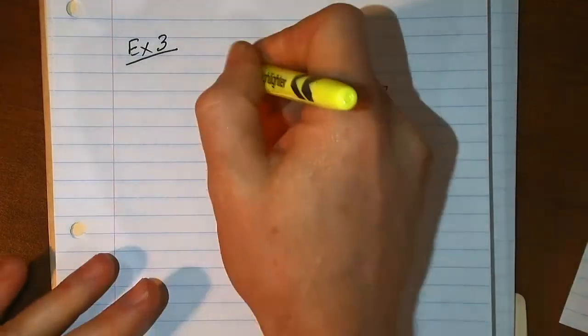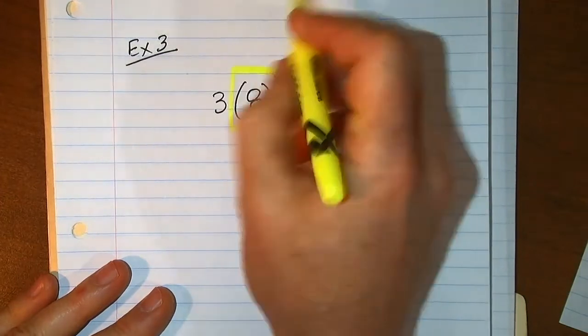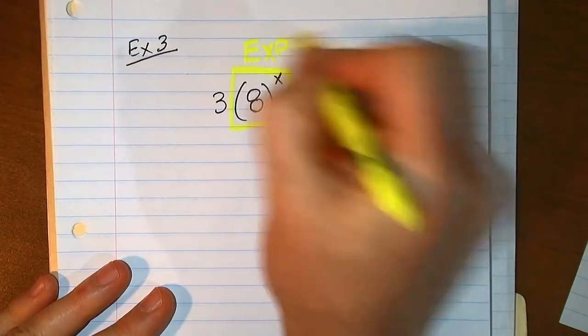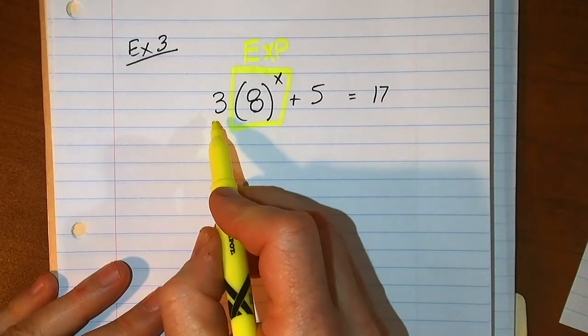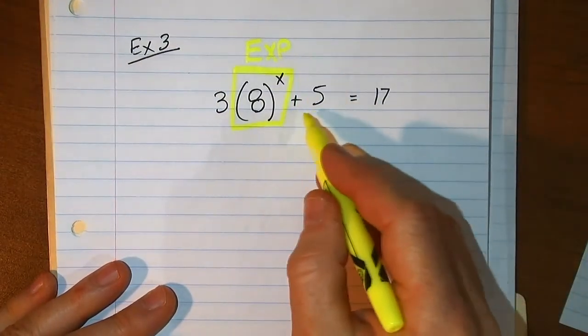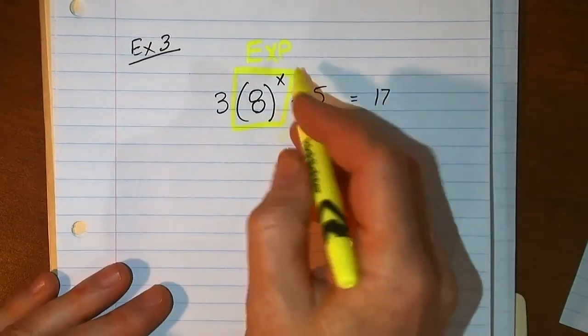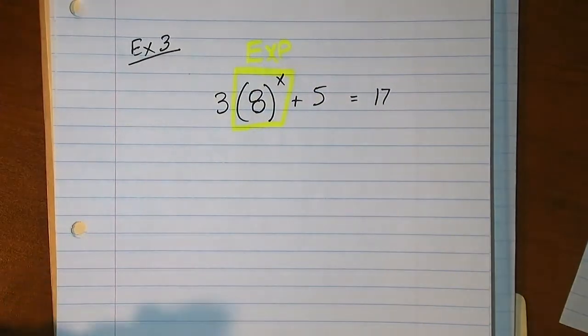So that means this exponential expression does not include the 3 because exponents happen before multiplies. And it does not include the plus 5 because exponents happen before the plus. And so this is the thing that I'm trying to get by itself in step number 1.